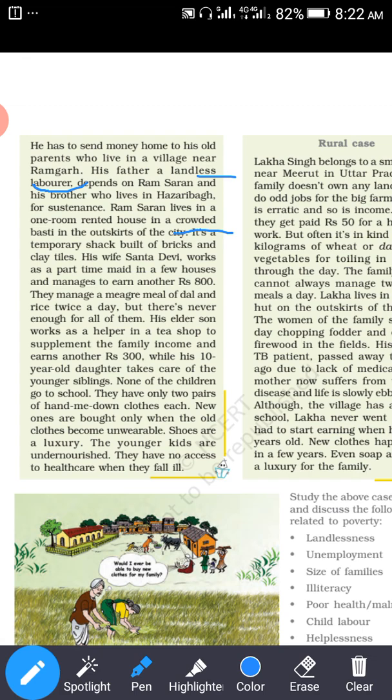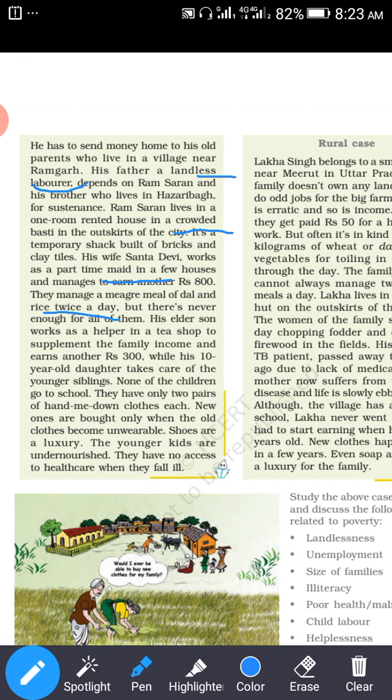But to sustain, what is his wife Santa Devi doing? She works part time. Which type of part time? As a maid servant, and manages 800 rupees. But is a meal of dal and rice twice a day sufficient? No, it is not sufficient. But enough for all of them? It is not enough for them. Why? Because there are more family members.